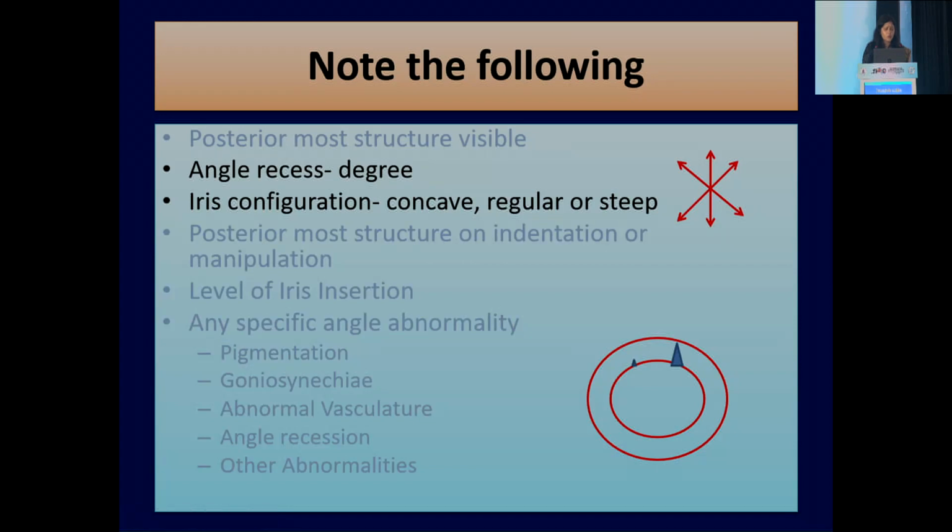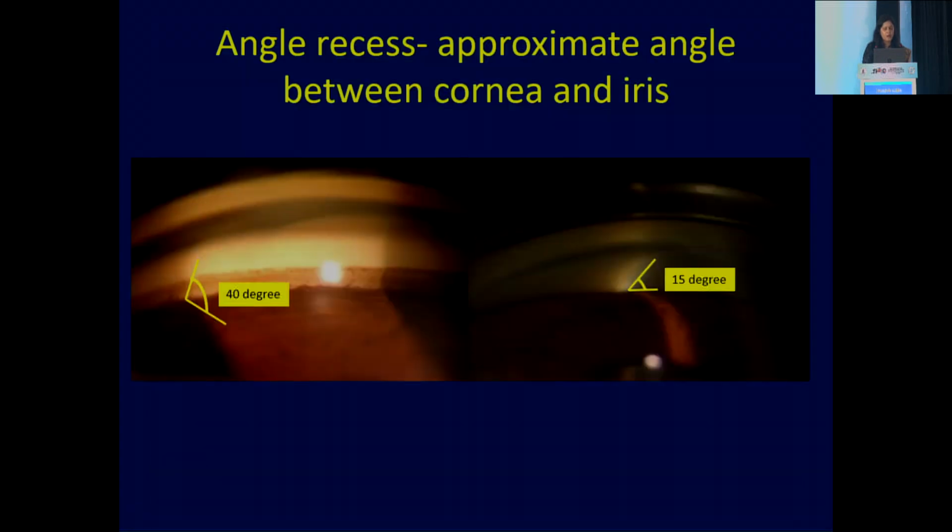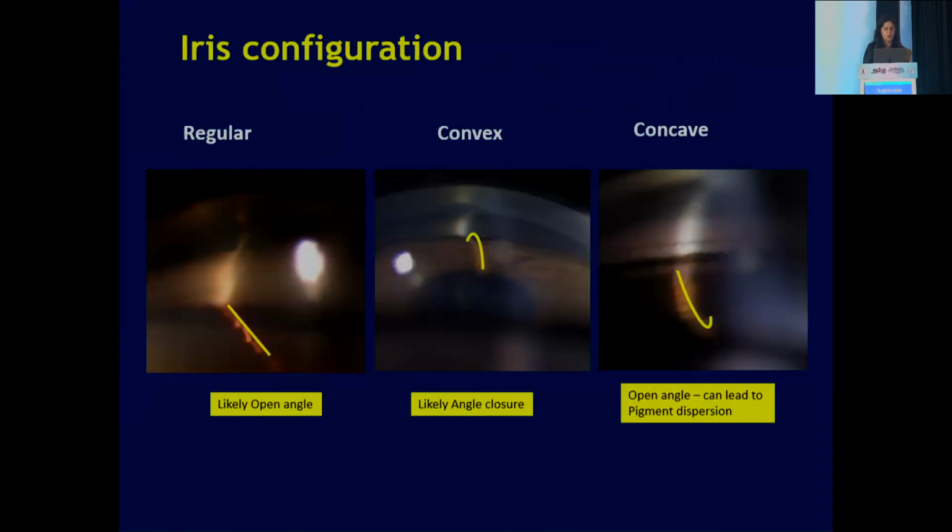The second thing to note is an angle recess. Angle recess can give you a slight, subjective quantification of how much angle is visible. So this is the angle between the line on the cornea and the light line on the iris. You can see that this is almost 40 degrees in an open angle, but in a closed angle you can see that the iris is bowing upwards. That is why the angle between these two lines has decreased, usually less than 20 to 15 degrees.